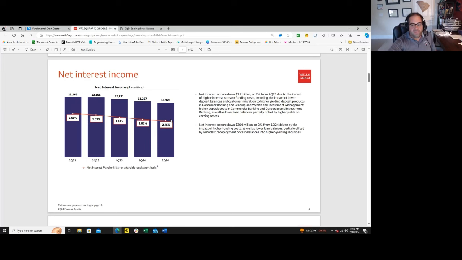So you can see over the past year, net interest income has declined by 9%. And it's not because their loan portfolio is down. It's because the net interest margin, you can see here, went from 3.09% in the second quarter of 2023 to 2.75% in the current quarter. And it's been a steady decline. It's just been worse than expected.